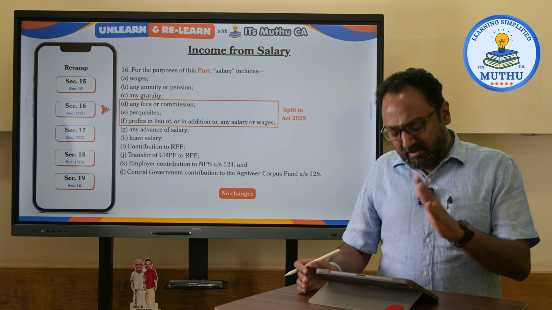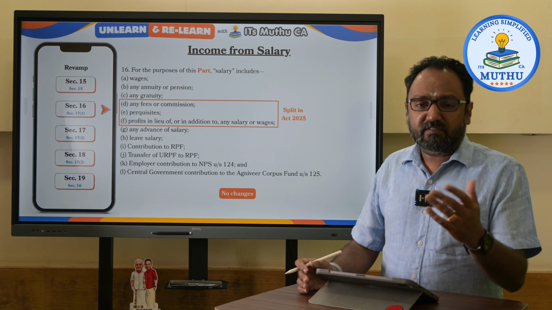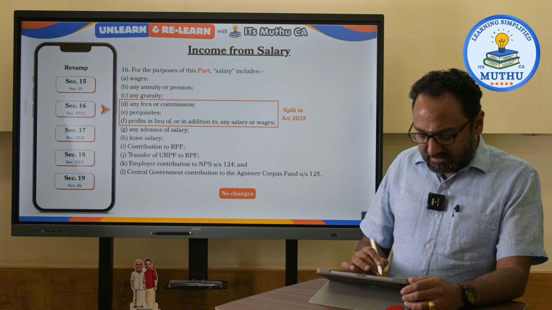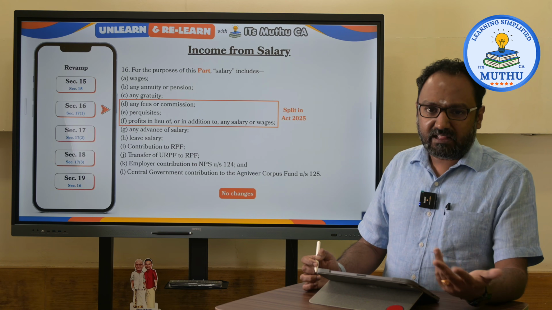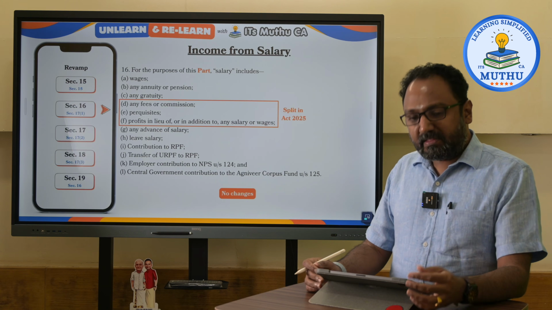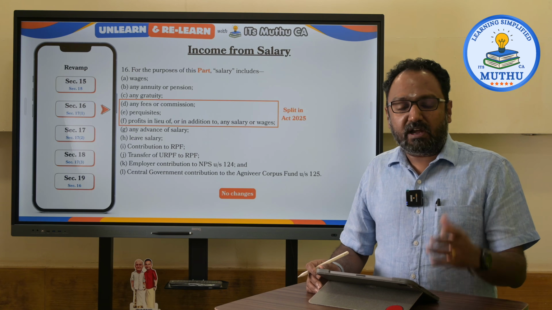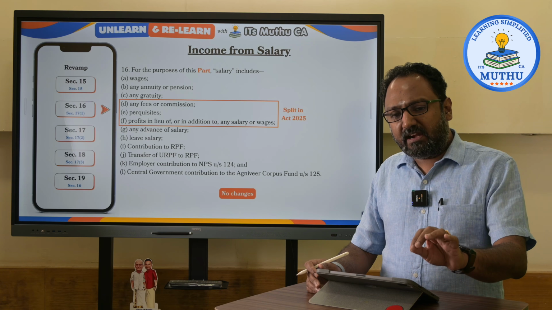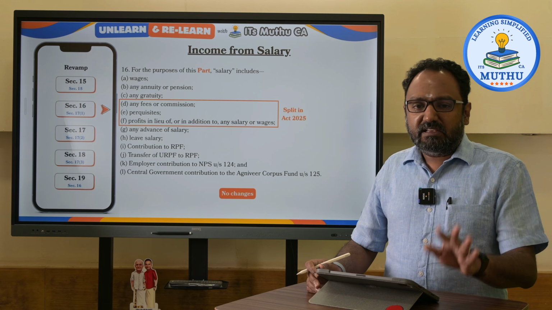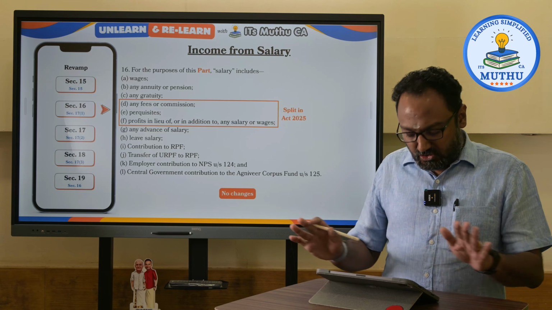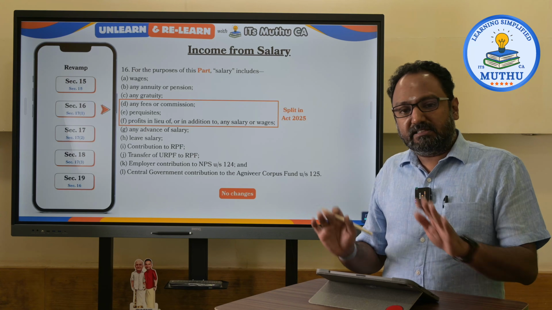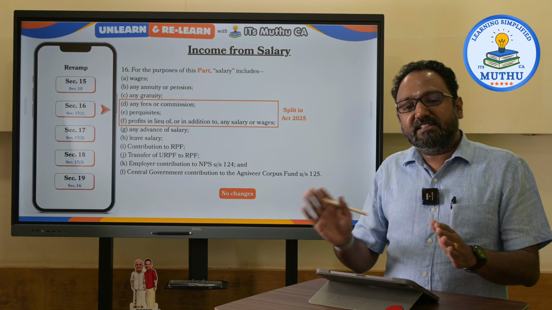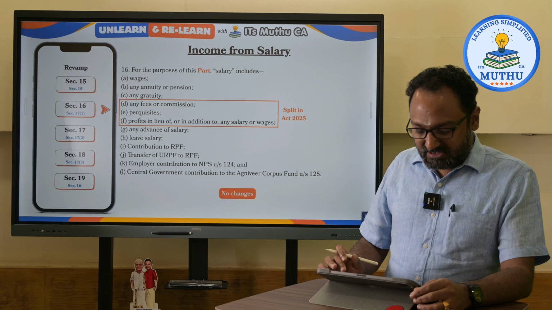Rest all remains the same. Everything else whatever is there in section 17.1 is there: advance salary, leave salary, your PF related matters, your national pension scheme and your Agniveer corpus fund. All of them which are listed in section 17.1 are also listed in section 16. There is no other change. So it is as it is, but for having a distinct and independent section under section 16.